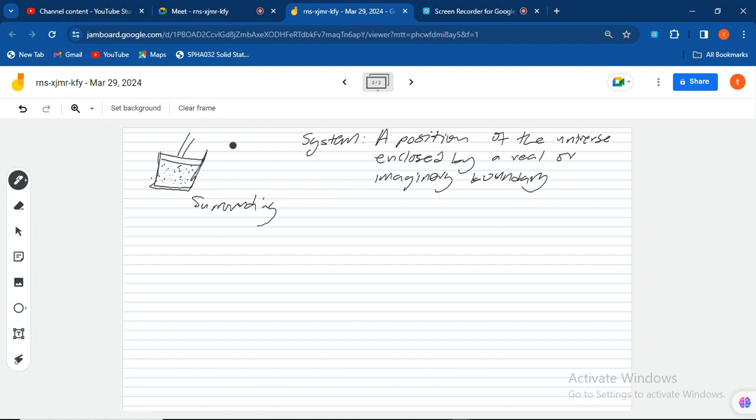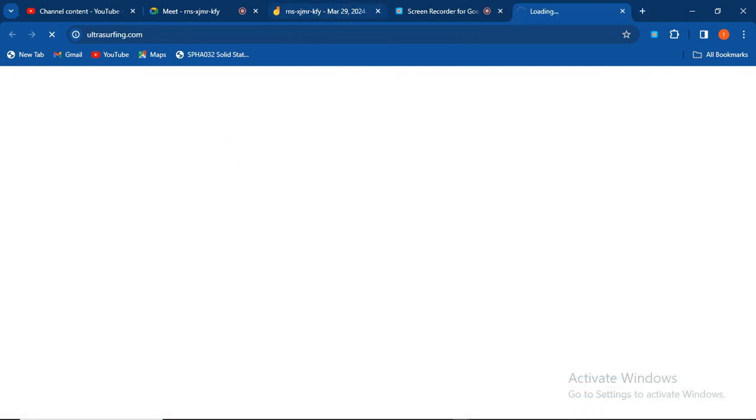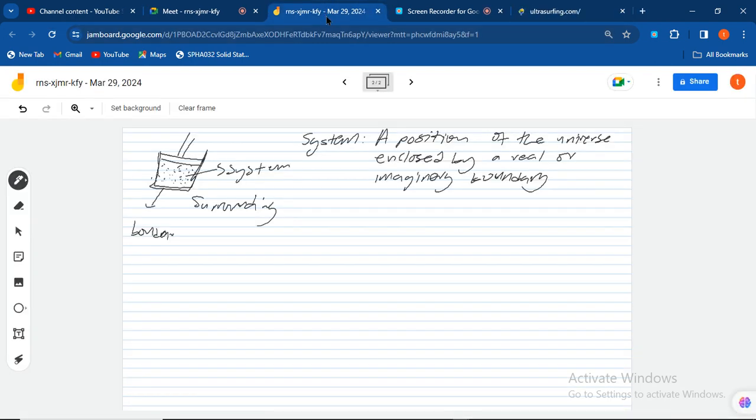It's our surrounding. Then this one is our system. Then this one is our boundary. And you can see that it's a real boundary. System, surrounding, and there's a boundary.